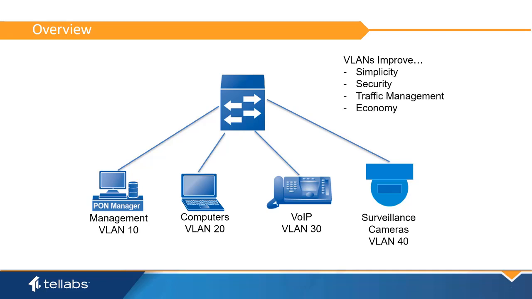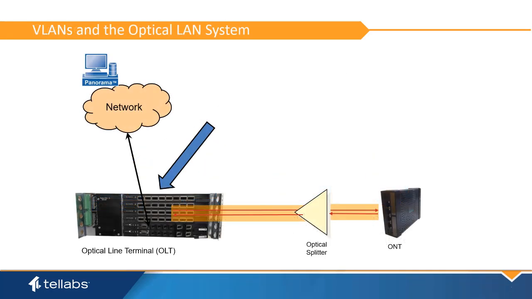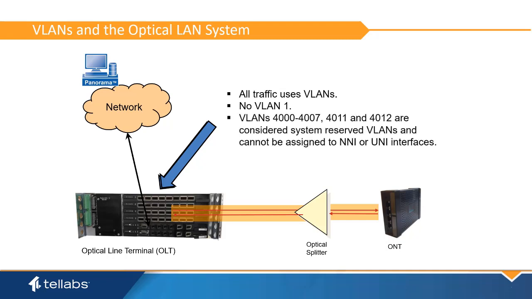The Tellabs Optical LAN system uses VLANs much the same way that a workgroup switch does. However, there are some key differences that should be noted. The Tellabs Optical LAN system requires that all traffic use a VLAN. That means that there is no untagged traffic carried in the system and the native VLAN cannot be one. Some VLANs are not available for use in the system because they are used for internal operations. These are VLANs 4000 through 4007, 4011, and 4012.